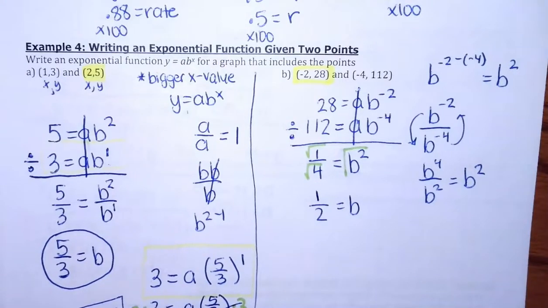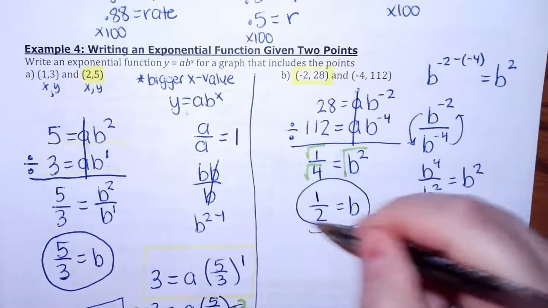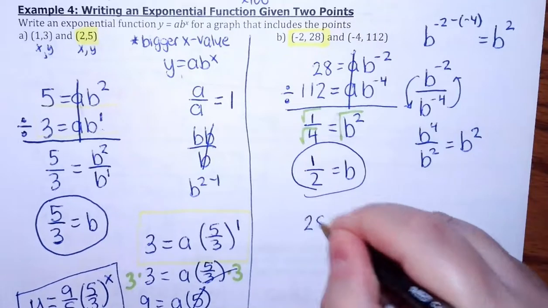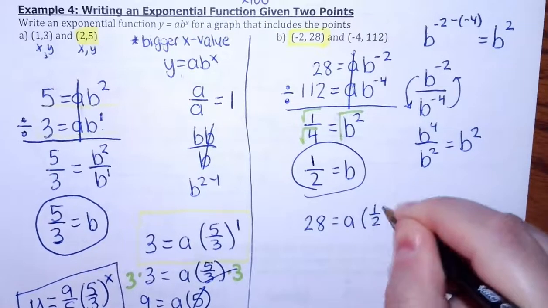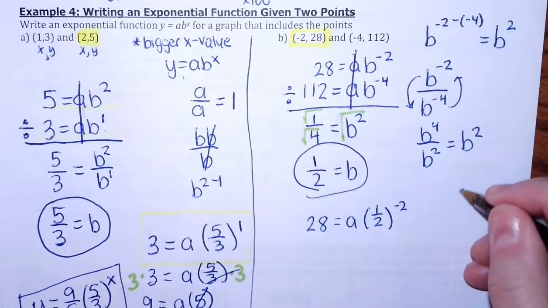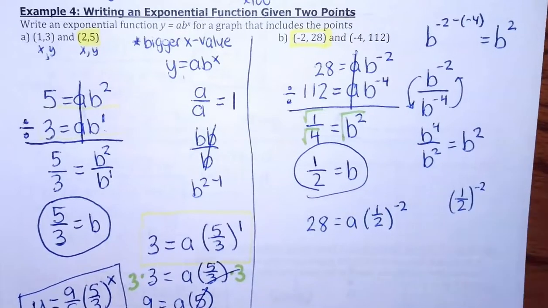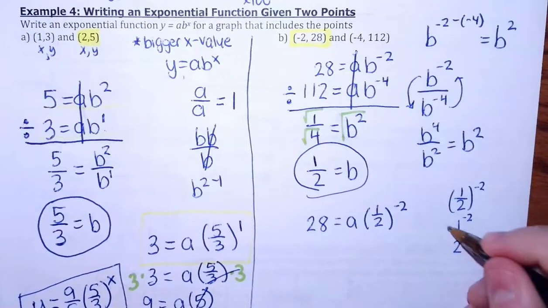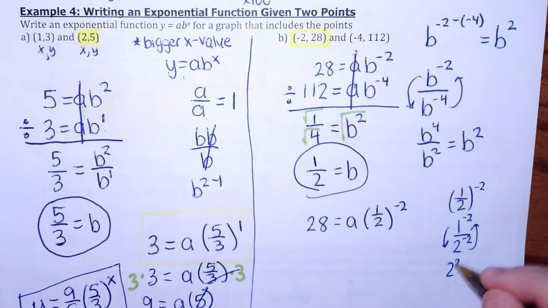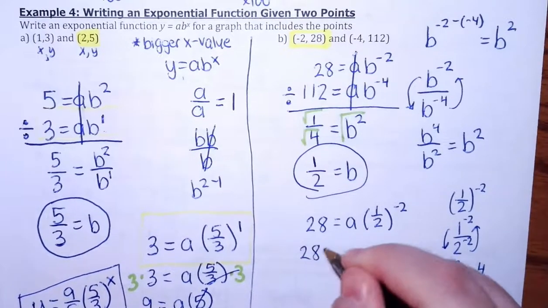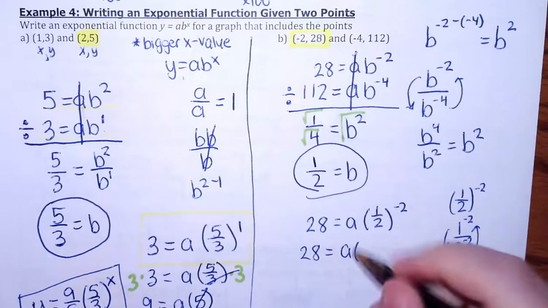All right, now I need to find my a value. So pick either equation. I'm just going to go ahead and plug it into the very first one. I'm going to say 28 equals a. Now I know b is 1/2 to the negative 2. Let me just rewrite that real quick. 1/2 to the negative 2 power is going to be 1 to the negative 2 over 2 to the negative 2. These guys trade places. So I get 2 squared over 1 squared, which is really just 4 over 1. So that whole mess right there really means that 1/2 to the negative 2 power is 4.